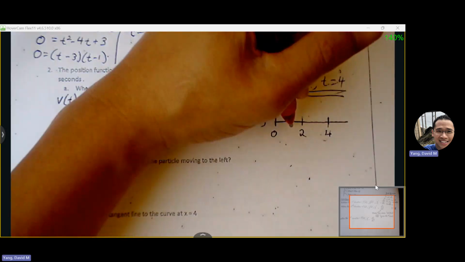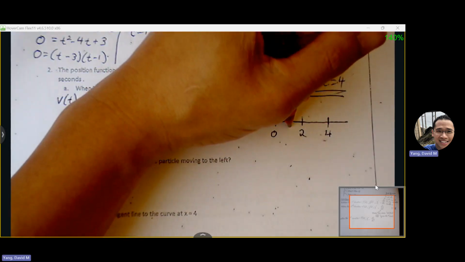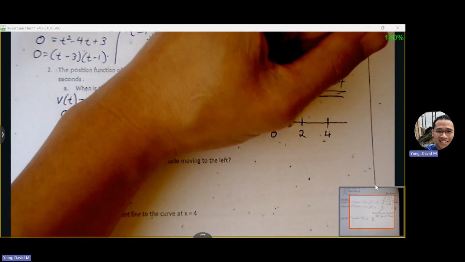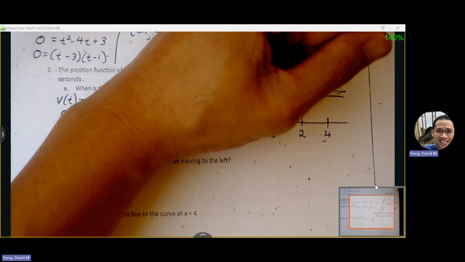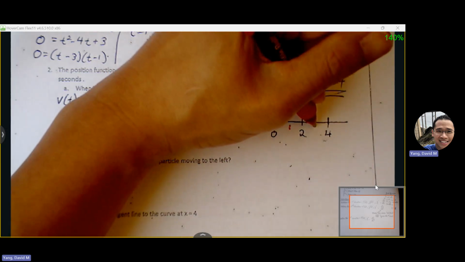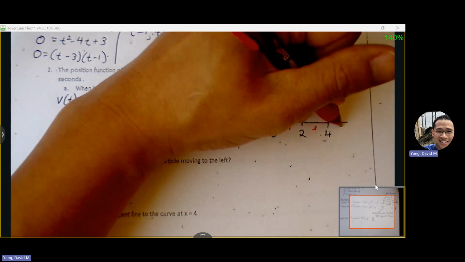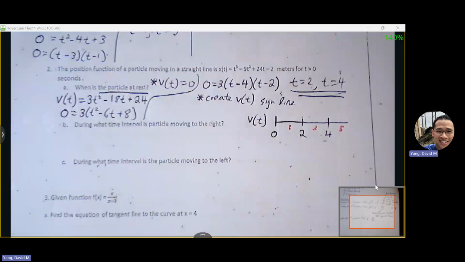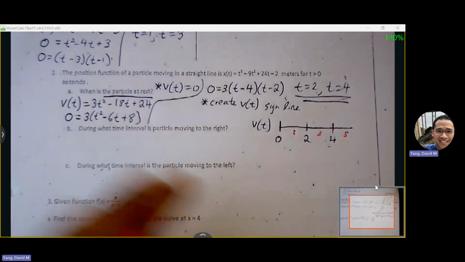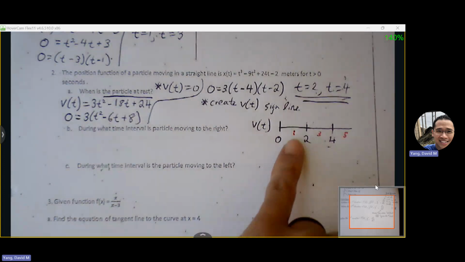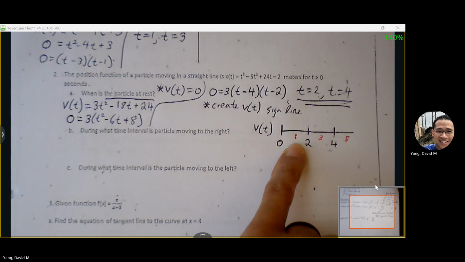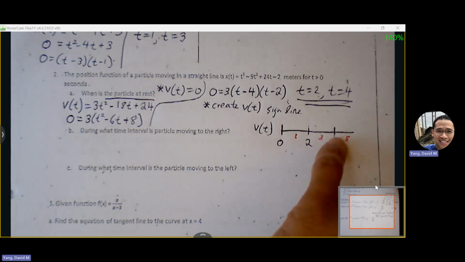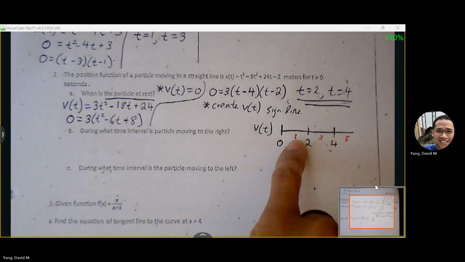So I'm going to choose easy numbers that are as small as possible. Between 0 and 2, I'm forced to just choose 1. That's the easy number there. Between 2 and 4, I'll choose 3 to test. And between 4 and infinity, I'll choose 5. Anything closest to 0 is going to be the easier number. And guess what I'm going to plug these into? Am I plugging into the velocity or into the position? The 1, 3, and 5.